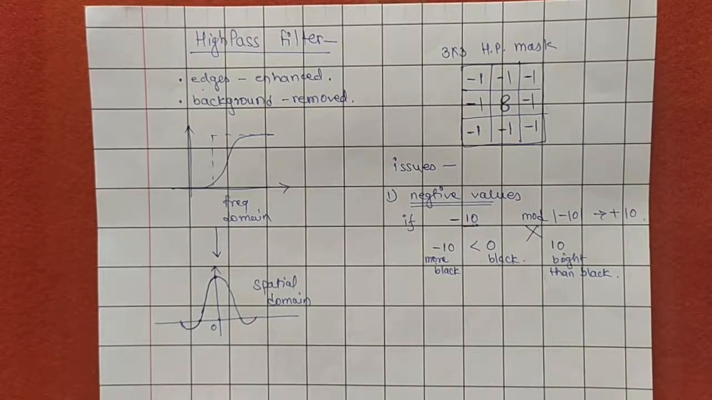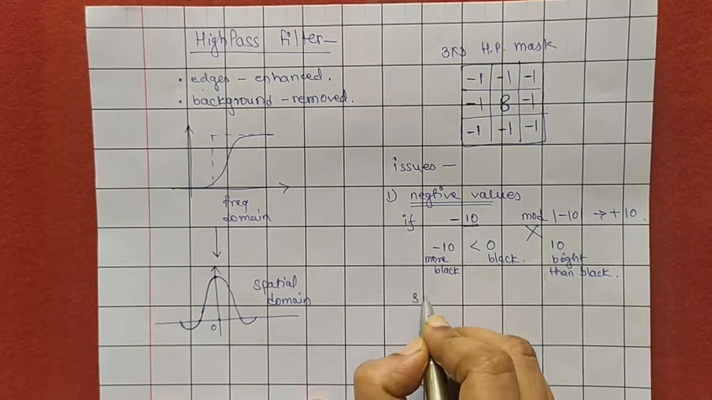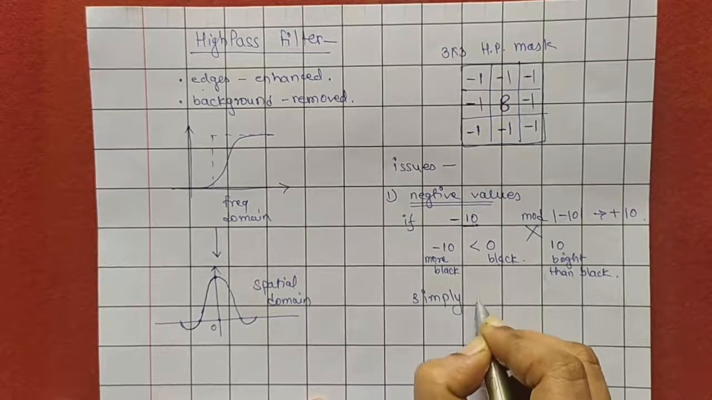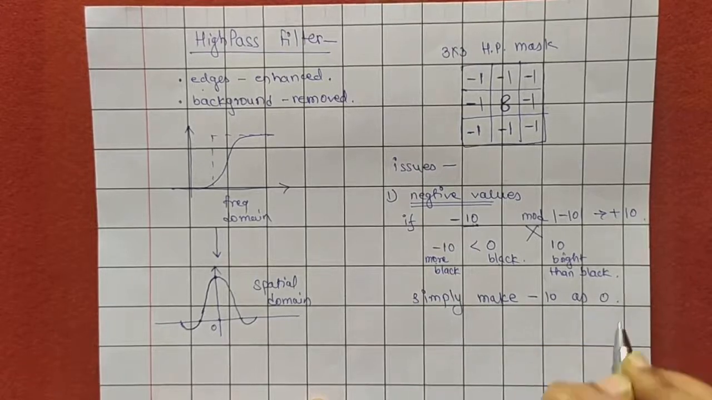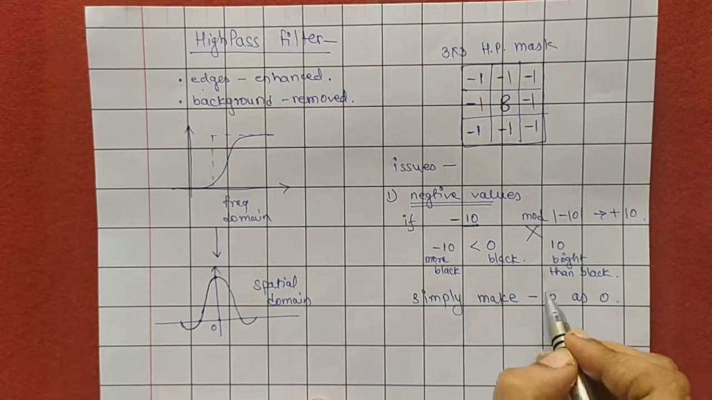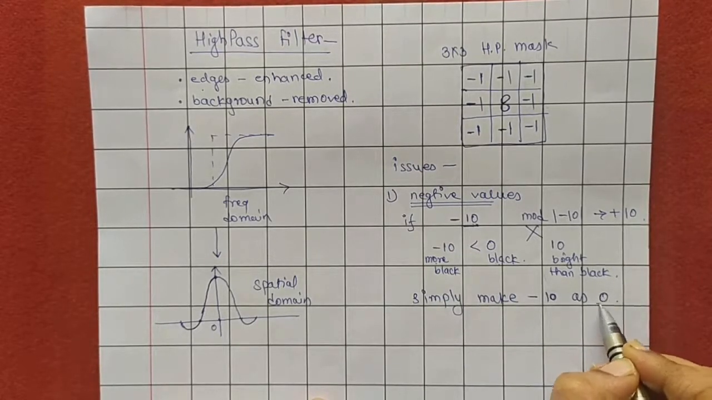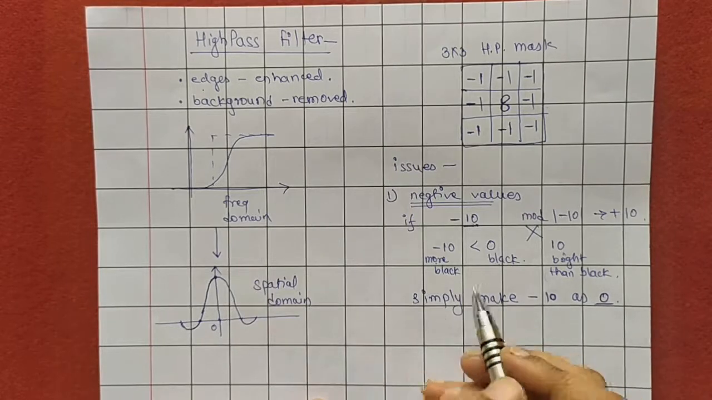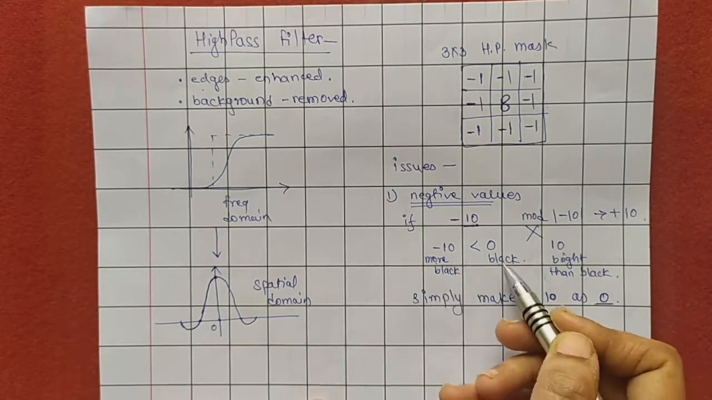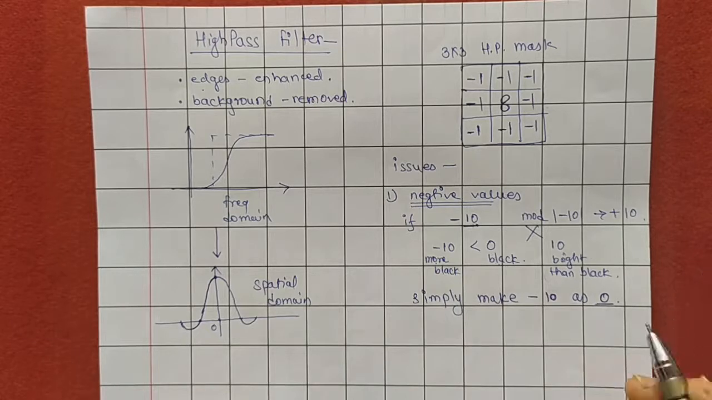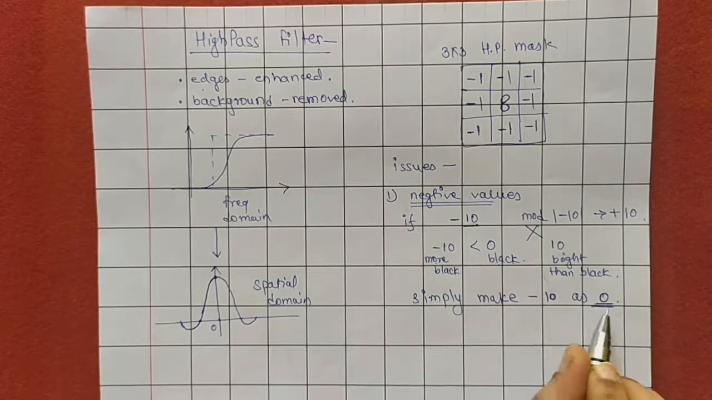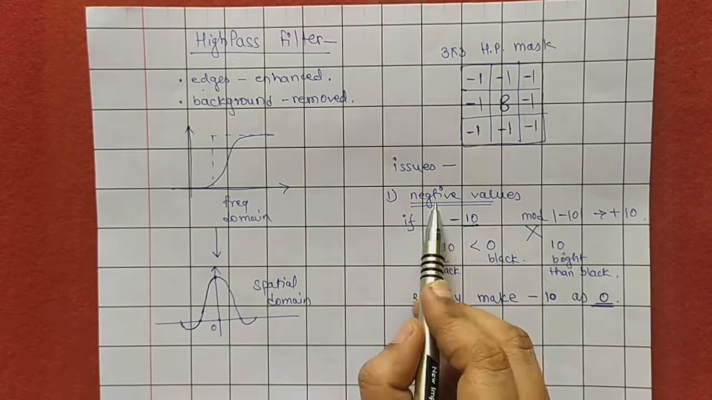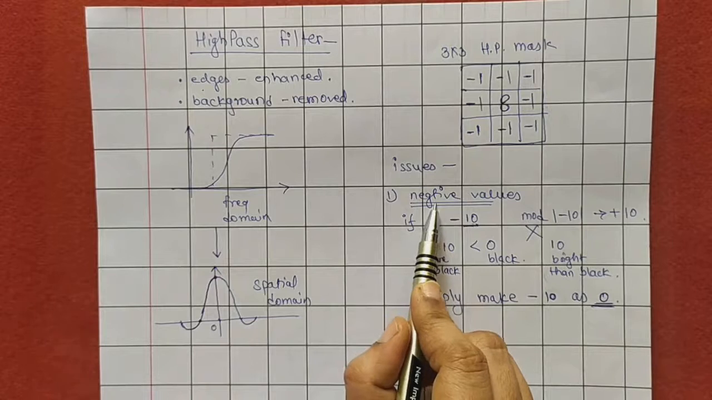So what we can do here is simply make -10 as 0. Wherever there are -10 values, they can be replaced by 0, because more black is nearly equal to black. By considering this, we make the assumption and simply set such negative values to 0 to deal with them.